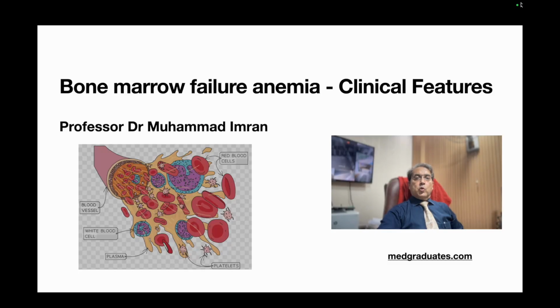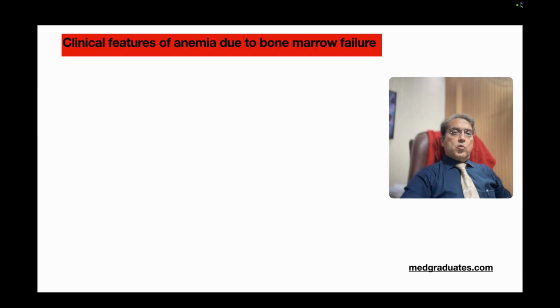So let's discuss bone marrow failure anemia. A classical example of bone marrow failure is aplastic anemia. There are other conditions which can cause bone marrow failure as well. Now, what are the features of bone marrow failure anemia?